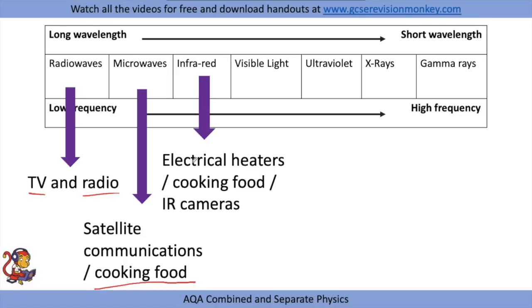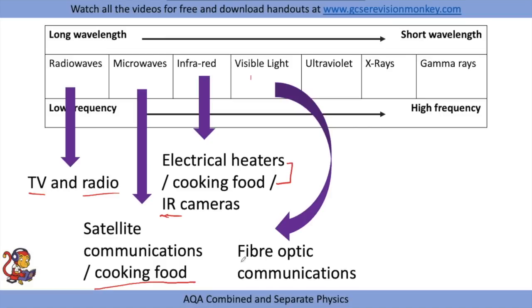Infrared radiation is used in electrical heaters and cooking food. So both of these will obviously glow red because it's close to the red part of the visible light spectrum as well. And also infrared cameras, which will detect infrared light rather than visible light. So the heat or infrared coming off of objects will be detected by those cameras. Visible light is used for fibre optic communications.